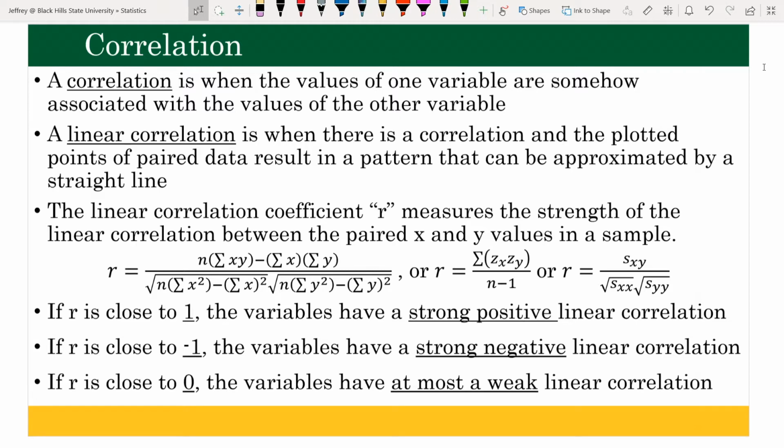So what we do not want is for r to be close to 0. If it is close to 0, that basically means it has a weak or very little linear correlation. As far as calculating r, we're just going to focus on using technology rather than trying to use any of these three formulas.